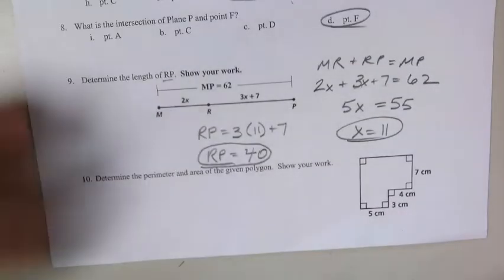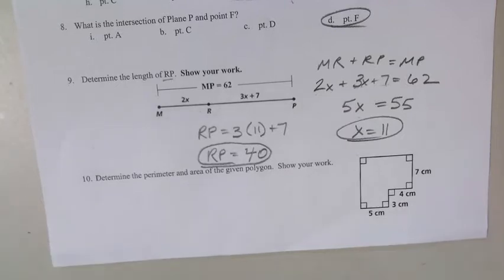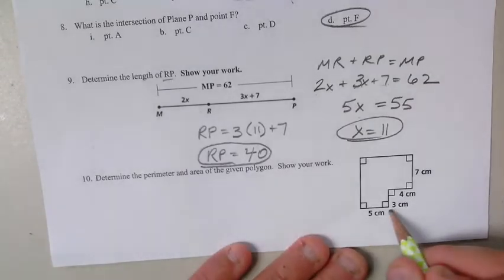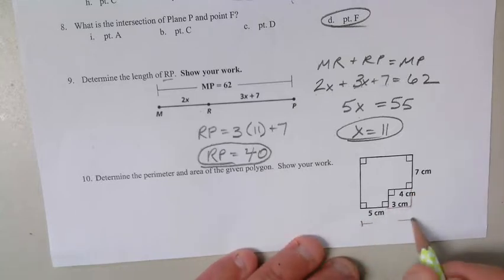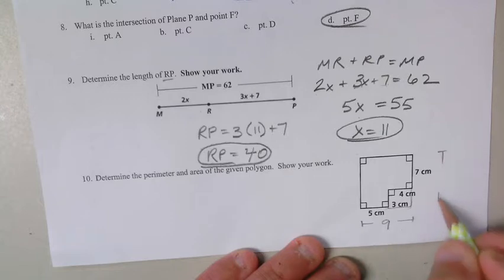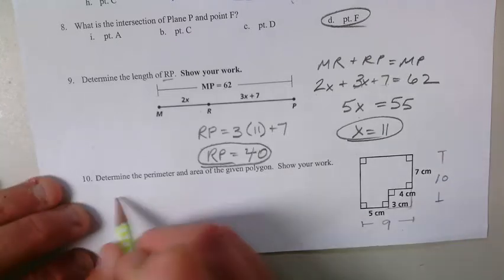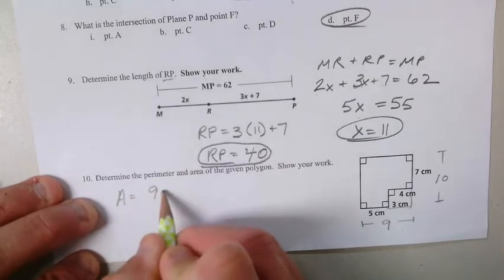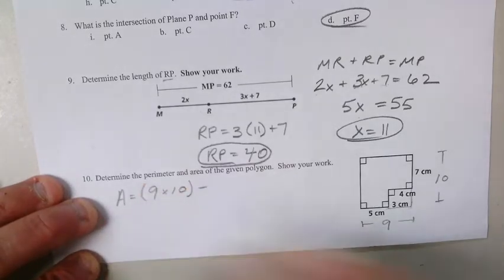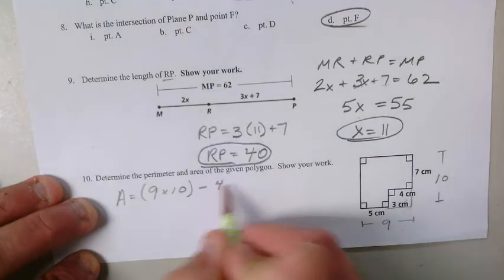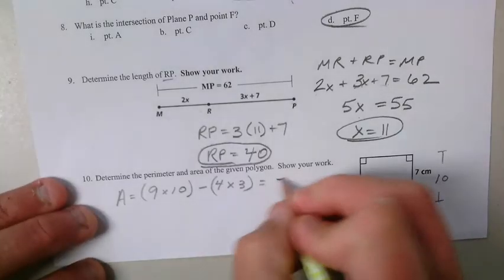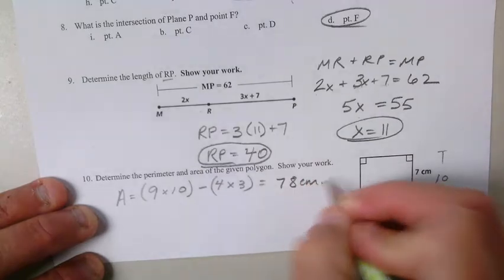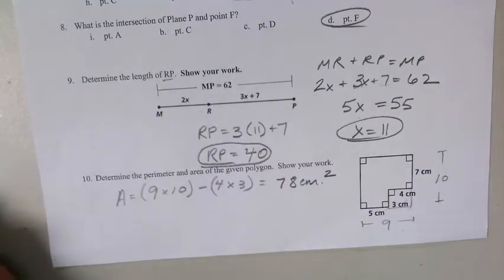Okay? All right, now, keep moving down here. Determine the perimeter and area of the given figure. Well, the first thing I'm going to do is I'm going to find the area first. This whole length down here is a length of 9, and this whole length down here is a length of 10. And so for the area, I'm just going to do a 9 by 10 rectangle, and I'm going to subtract out this rectangle right here, which is a 4 by 3 rectangle. Okay, so 90 minus 12 is 78 square centimeters. So that's one way of doing that one.